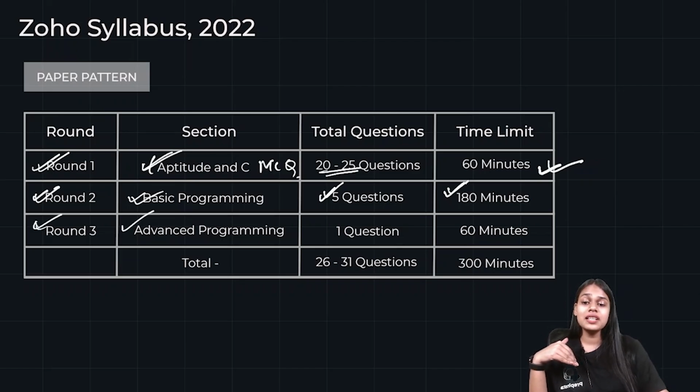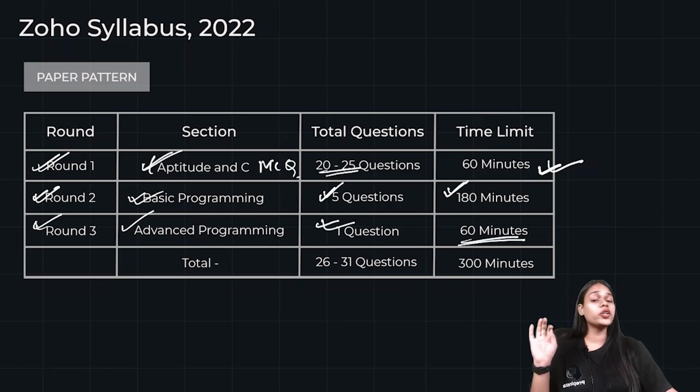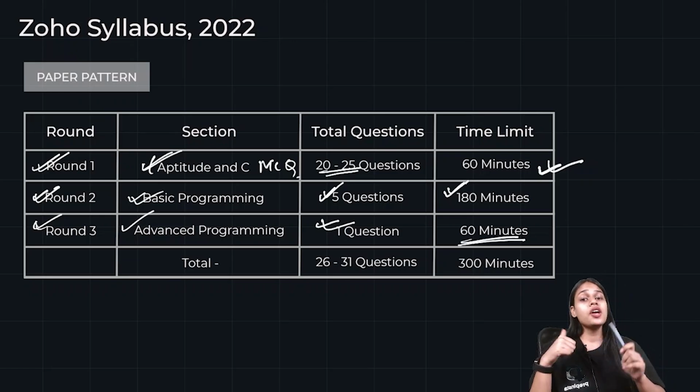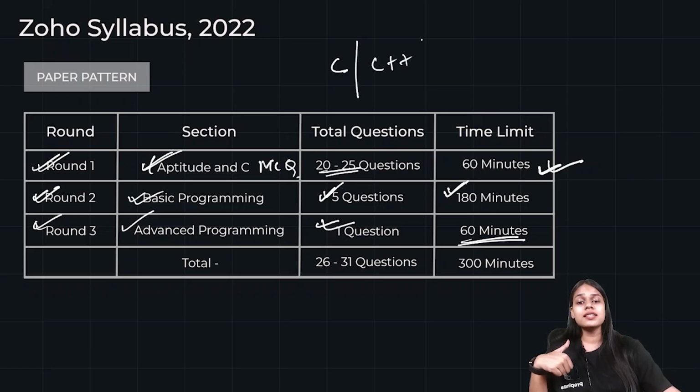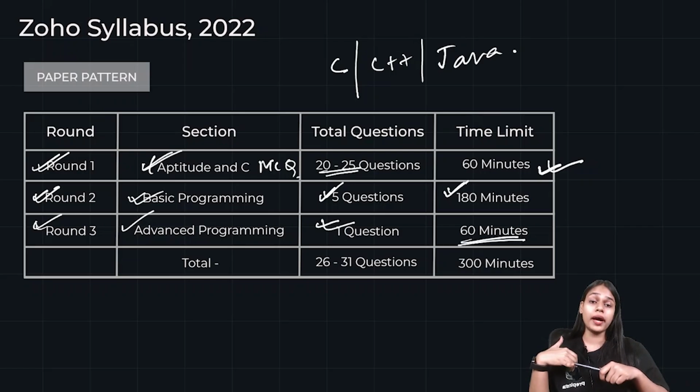Round 3 is advanced programming with just one question and 60 minutes. It's going to be very difficult. It's one question, a system designing question. So advanced programming, one question, 60 minutes. Remember that you can code only in C, C++, and Java. You cannot code in Python, so make sure that you practice one of these languages very thoroughly.